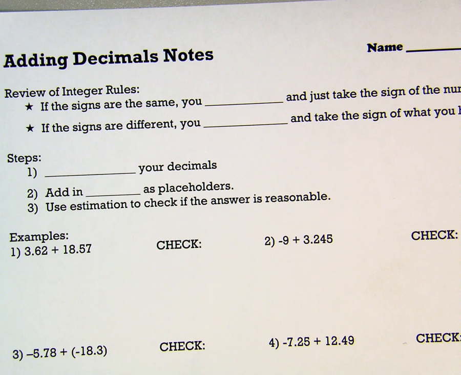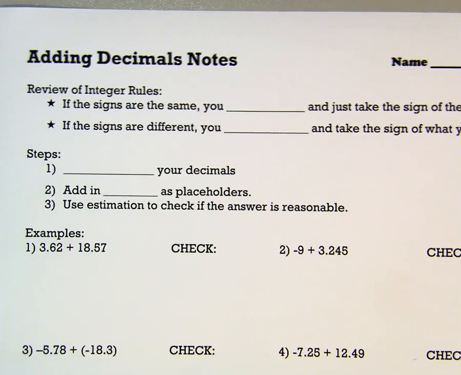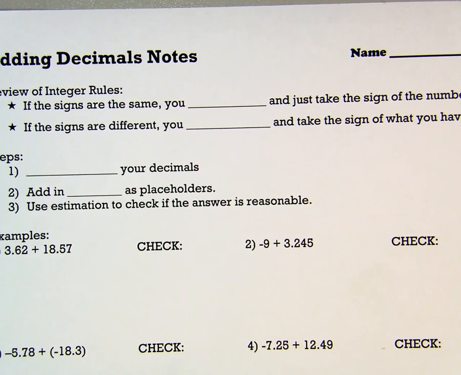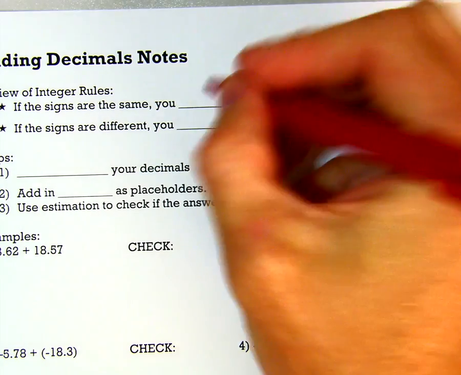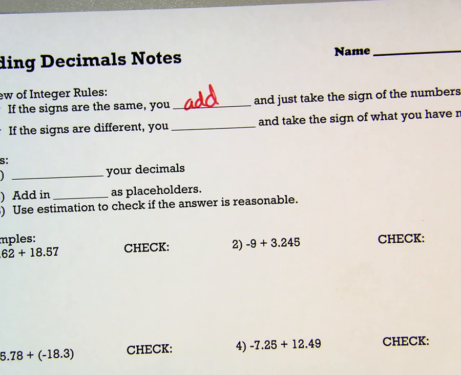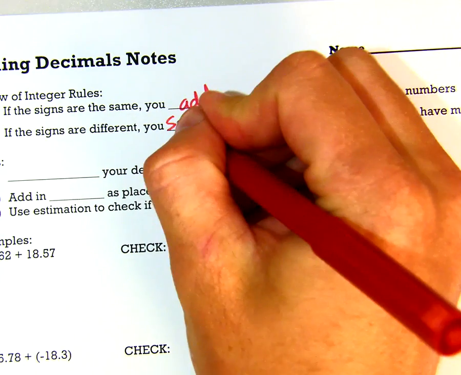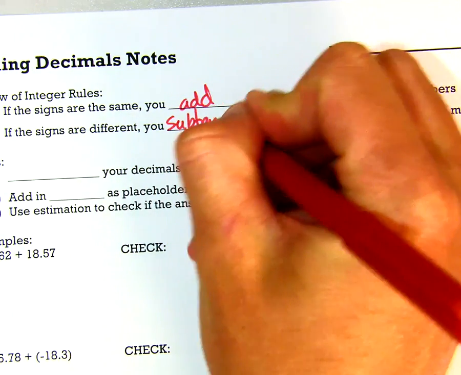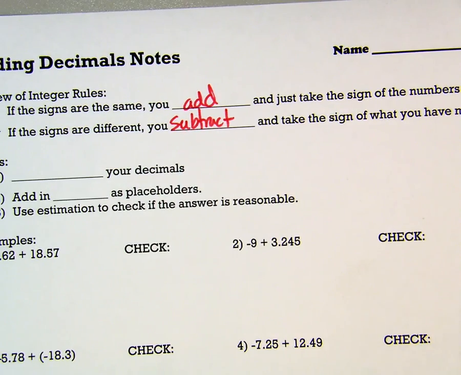Alright, so today's lesson is going to be on adding decimals. We have a few integer rules we're going to review first. If the signs are the same when we're adding positives and negatives, we add and just take the sign of the numbers. If the signs are different, we subtract and take the sign of what you have more of.